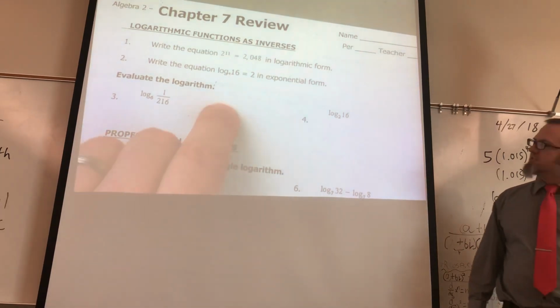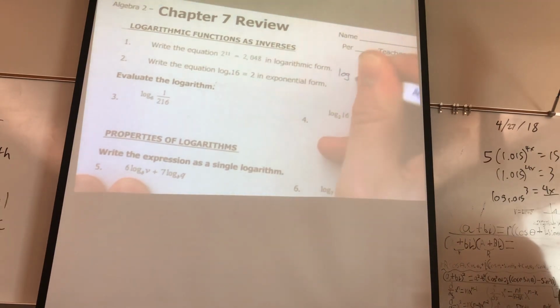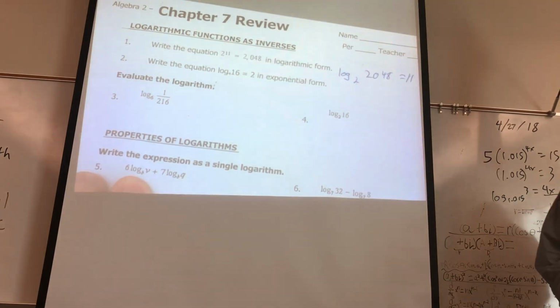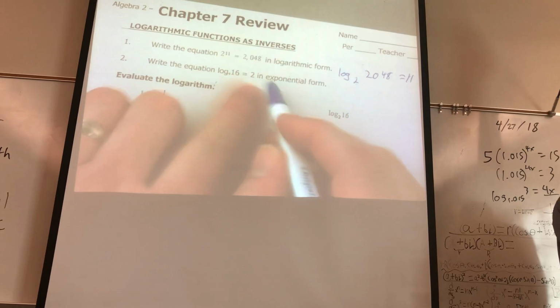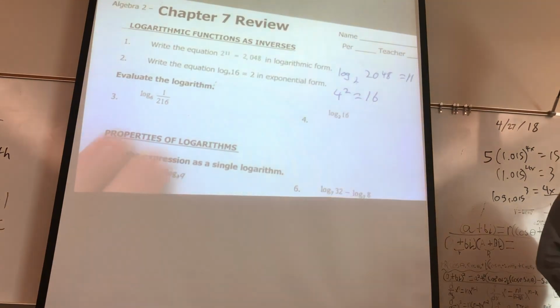On the first one, write the equation 2 to the 11th is 2048. That would be log base 2 of 2048 is equal to 11 because 2 to the 11th power equals 2048. On this one, log base 4 of 16 equals 2. That means that 4 squared is 16.